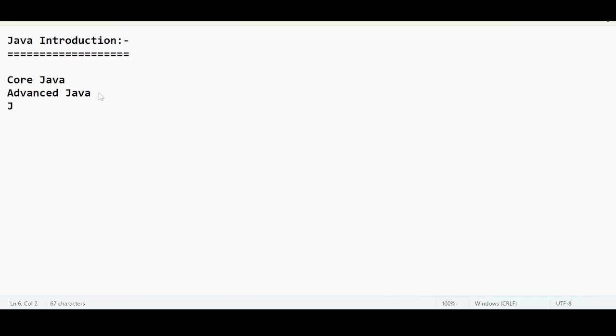Apart from this, there is also a concept called J2EE, Java 2 Enterprise Edition. When Java was actually introduced, these acronyms, these words, are literally the wrong way of addressing the Java programming language. There is no such thing as core Java in the documentation. There is no such thing as advanced Java in the documentation. There is no such thing as J2EE in the documentation. Hope you are able to follow.